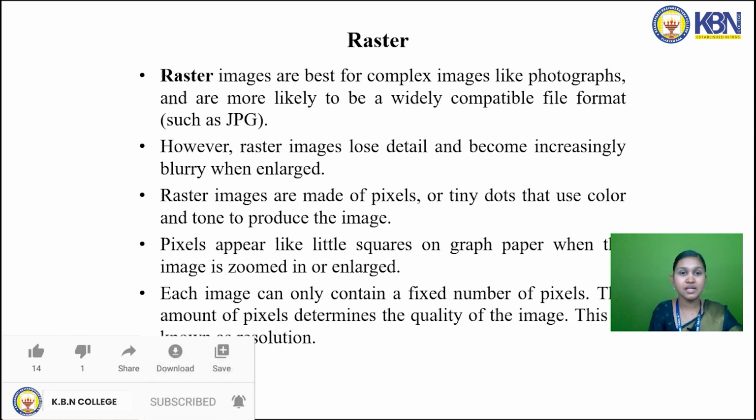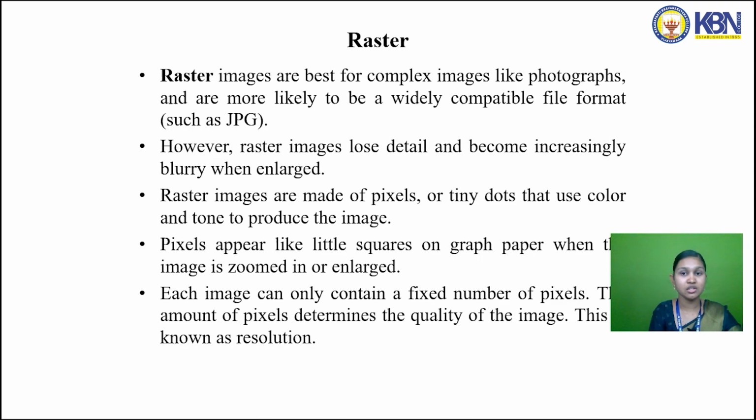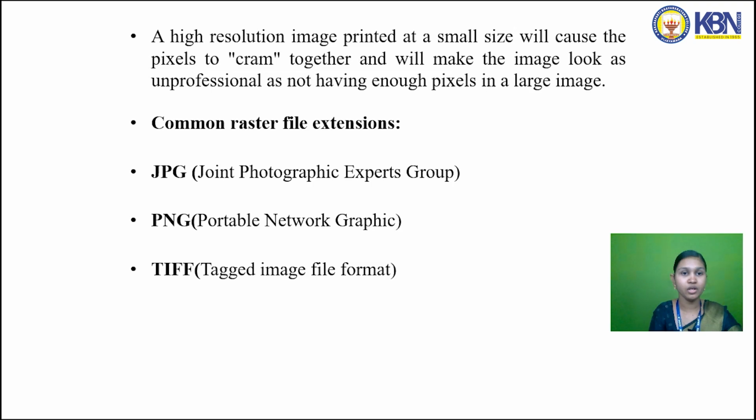Raster images are made up of only pixels. Pixels are the dots that produce the image. The pixels are shaped like little squares or graph paper when you zoom in or enlarge the image. Each image contains a number of pixels. These pixels determine the quality of an image. This process is called resolution. Now, what is meant by high resolution?